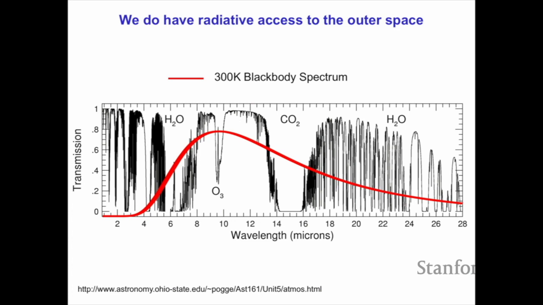The important realization is that, in fact, we have radiative access to outer space. If you look at the transmission spectrum of the atmosphere, it is fairly transparent in the wavelength range between 8 to 13 micron. And this wavelength range happens also to be the peak of the black body radiation spectrum at 300 Kelvin. As a result, every one of us, when we go out and have sky access, is actually radiating heat out into the universe. And that process is fundamentally a cooling process.